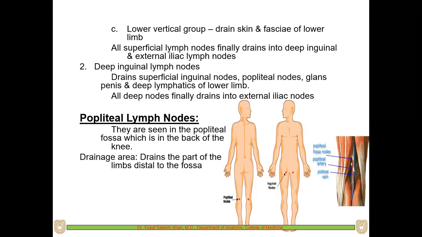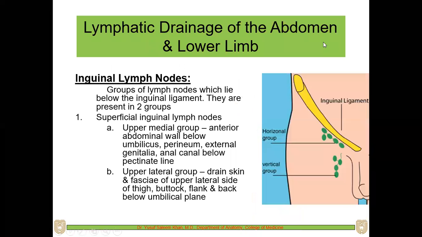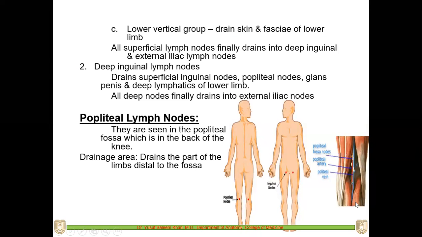All the superficial lymph nodes finally drain into the inguinal as well as the external iliac group of lymph nodes. So all the superficial lymph nodes will drain into the deep inguinal group. The deep inguinal group is very similar to the superficial. It will be divided into upper, medial, lateral as well as the lower. So the superficial will drain into the deep inguinal group, and then it will drain into the external iliac group of lymph nodes which are in the abdomen.